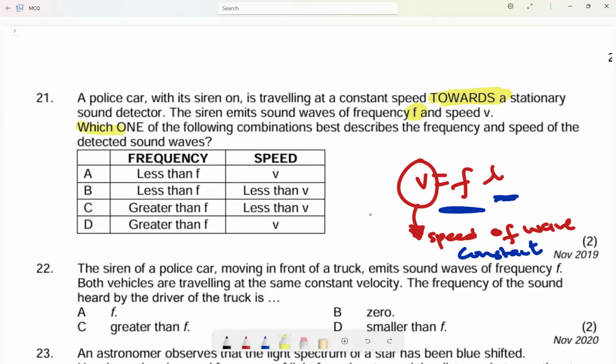They ask which one of the following combinations best describes the frequency and speed of the detected sound. If it is moving towards, we know the frequency should be greater. But the speed V of the sound wave does not change. So the most correct answer is D.